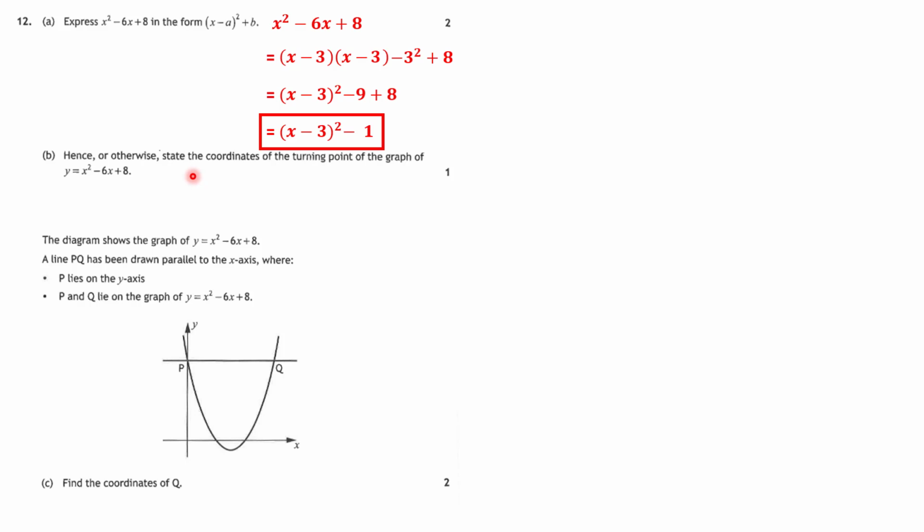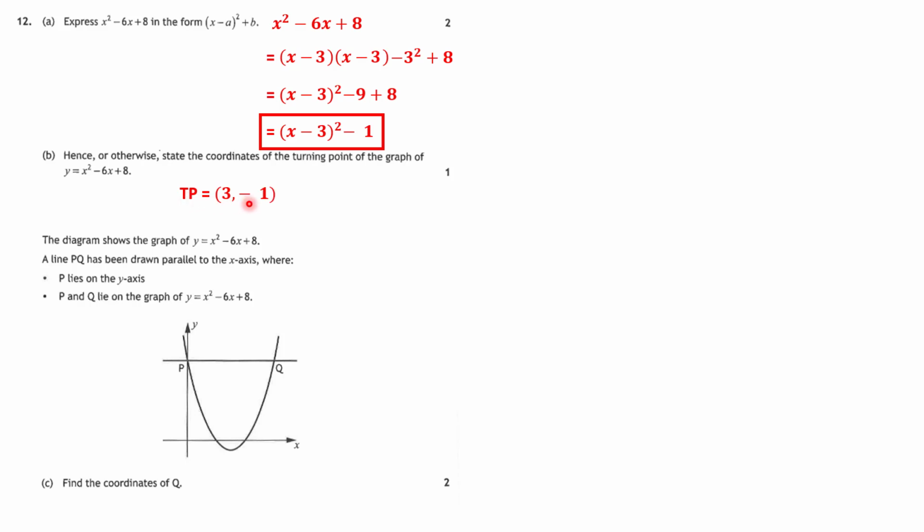Now we want the turning point. Well, the turning point comes from this. We get the x-coordinate by changing this negative to a positive, and then the y-coordinate is just this number at the end, negative 1. So we can write down the turning point, TP equals 3, negative 1.